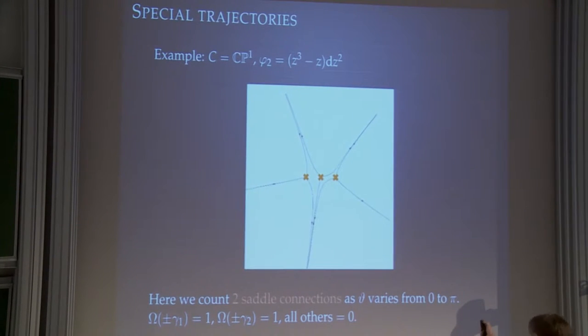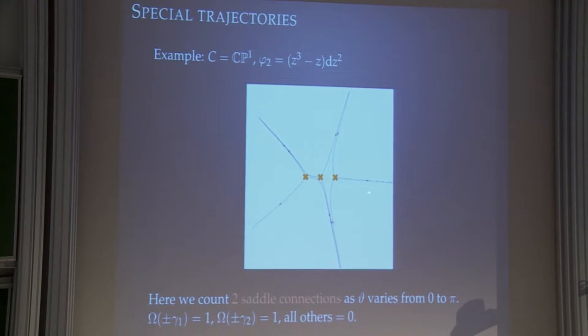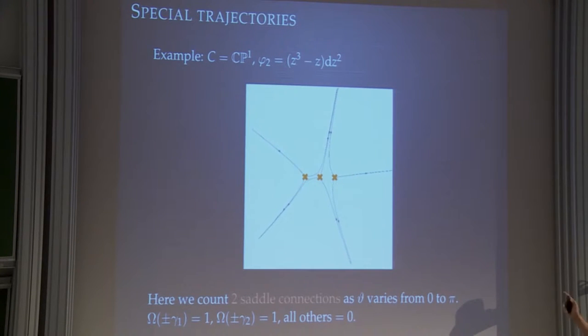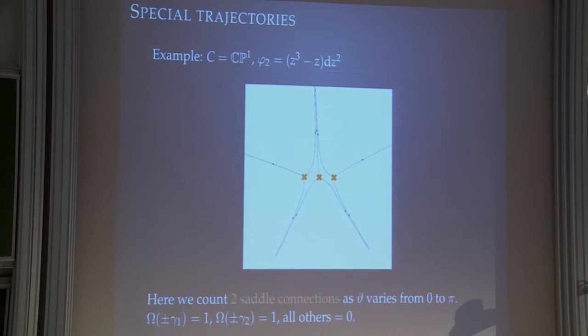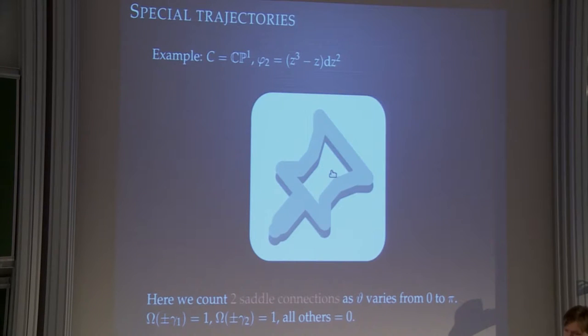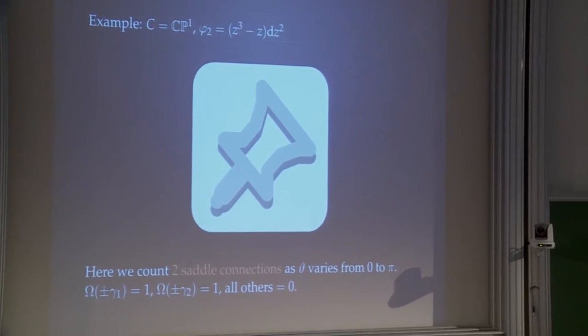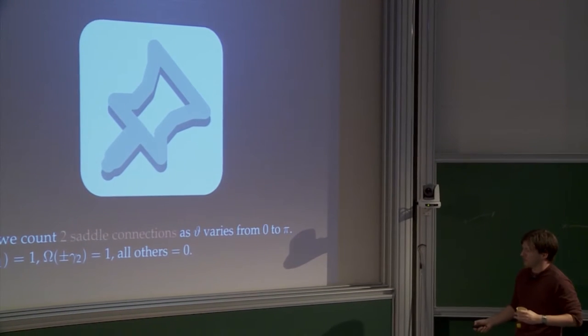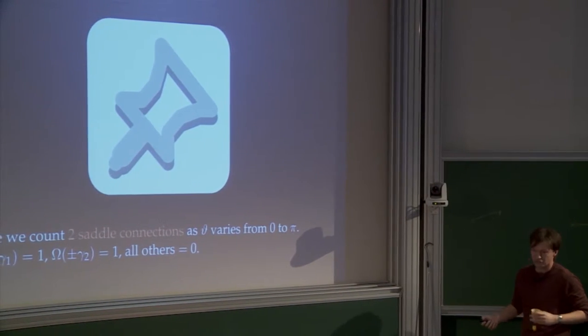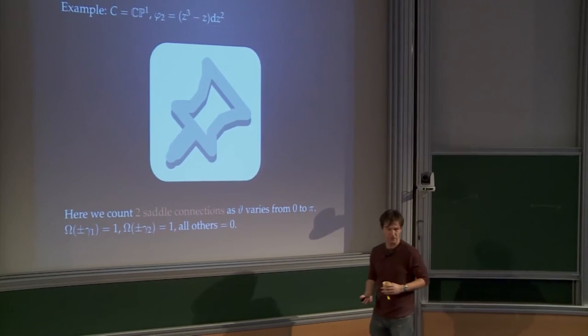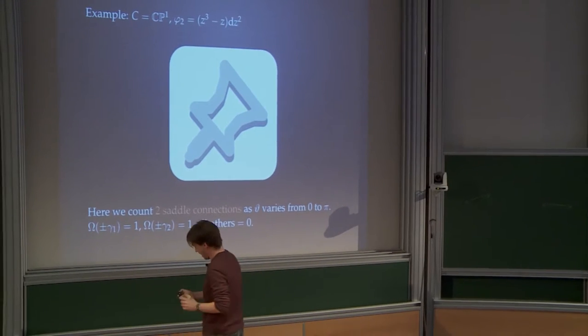So in this case, as we varied this parameter theta from 0 to pi, we found exactly 2 saddle connections. So I could call the lift of this cycle gamma 1, and the lift of this other cycle gamma 2. Those are two little loops on the spectral cover. And so our invariants are omega of gamma 1 equals 1, omega of gamma 2 equals 1. And if I vary theta from pi to 2 pi, I'll see the same picture again repeated, but if you keep track of the orientations carefully, you get minus gamma 1 and minus gamma 2. So according to the definition of these invariants, we have omega of plus or minus gamma 1 equals 1, omega of plus or minus gamma 2 equals 1, and all the other invariants are just equal to 0. Okay. That's simple enough.